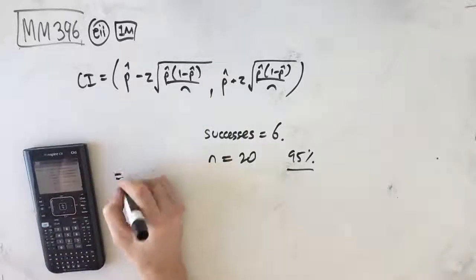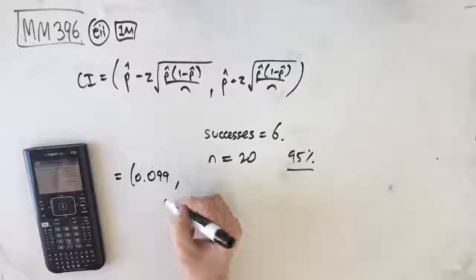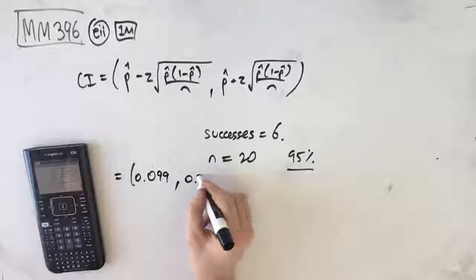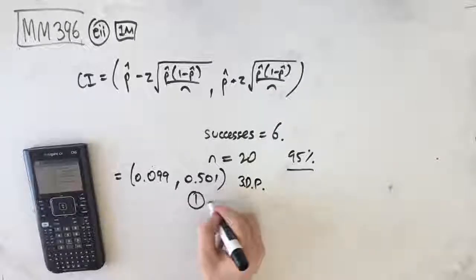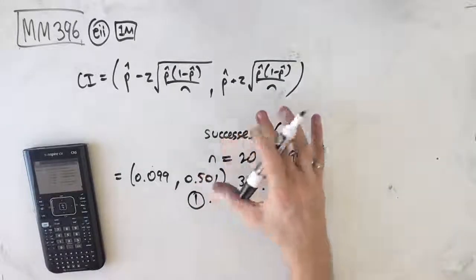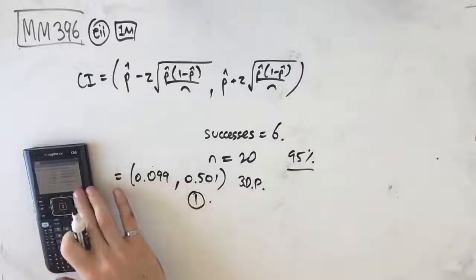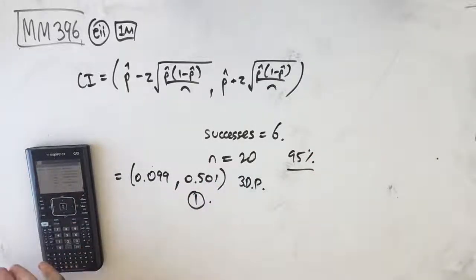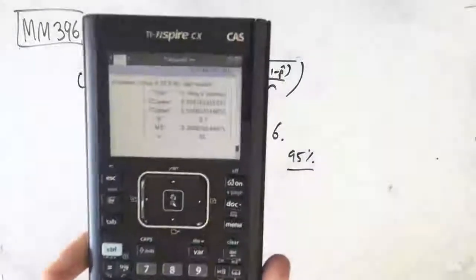Our C lower here says 0.099, and our upper says 0.501. That's correct to 3 decimal places. And this is our first and only mark, guys. So if you've got a 1 mark question or even a multiple choice, I would highly recommend doing this in your CAS. So it's menu, 665 in my CAS. So it looks something like that.